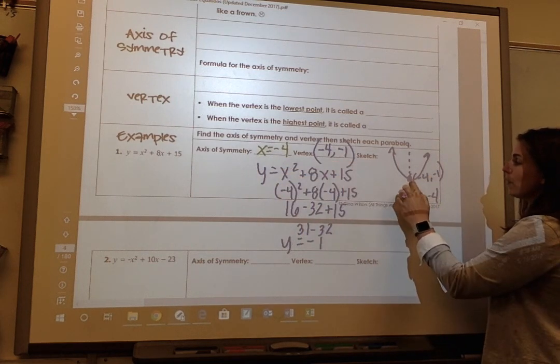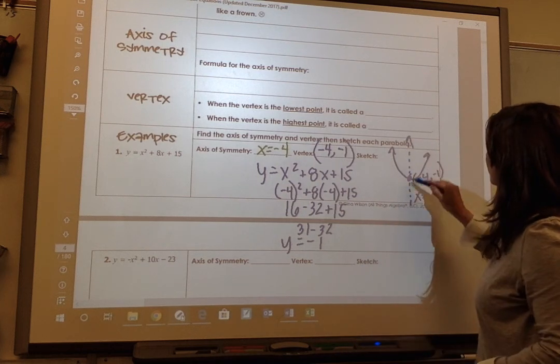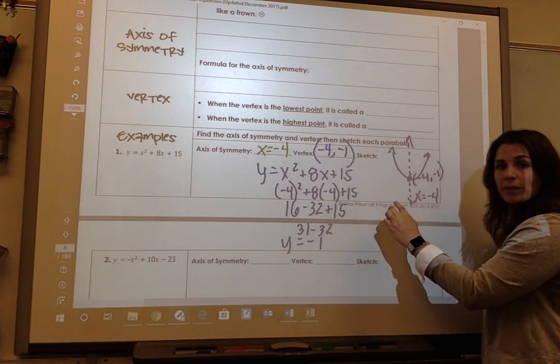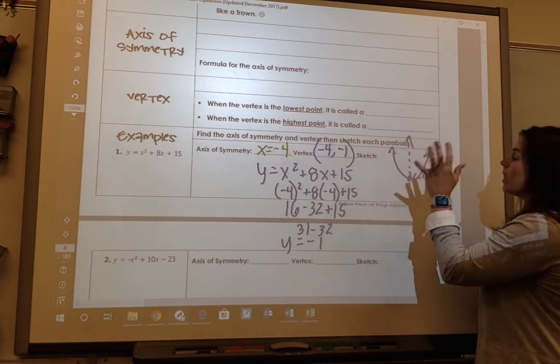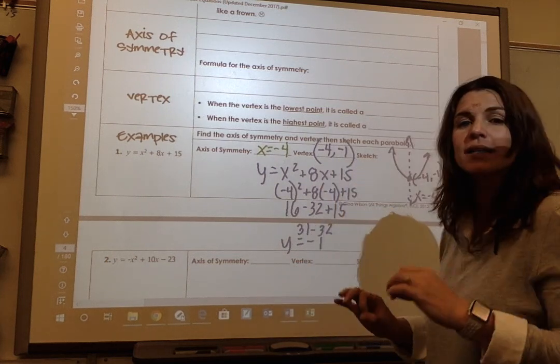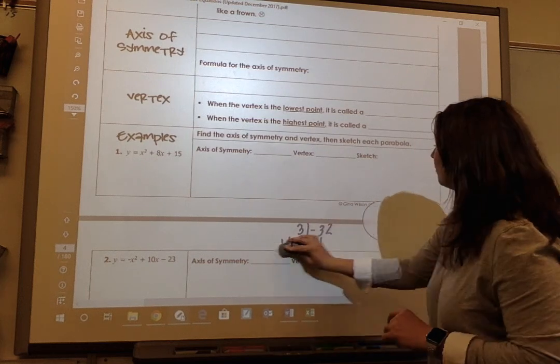You've got to label your vertex, negative 4, negative 1. I want to see that line of axis of symmetry, so arrows on both ends. And I want to know which way that parabola opens. I want it to open upward. So it's just a quick sketch. I'm not even introducing the coordinate plane now, just a quick sketch. Okay? So let's do another couple examples together.